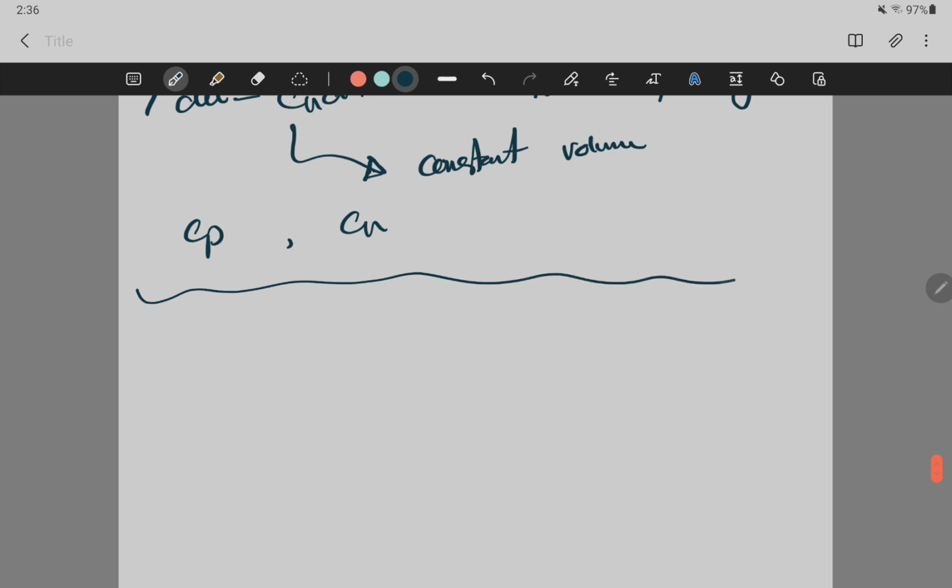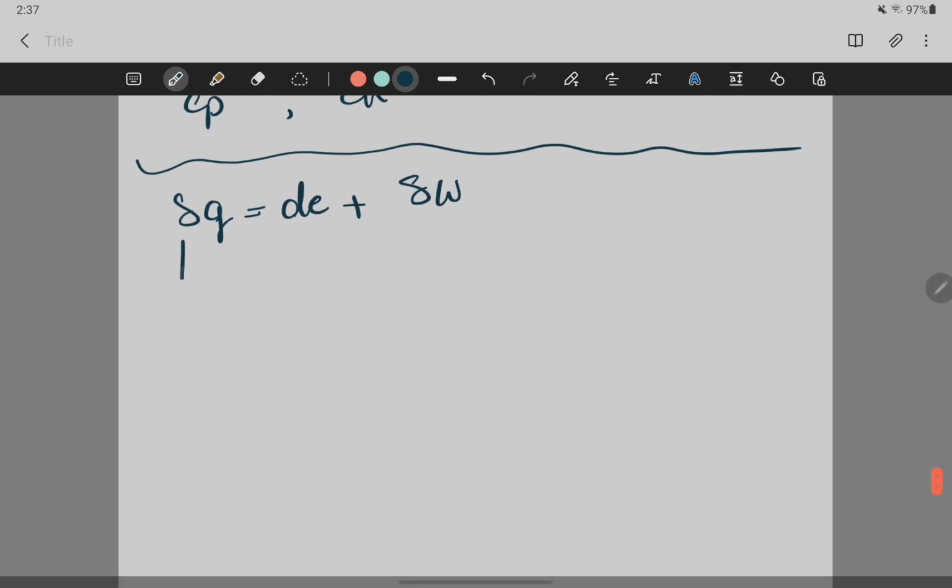Okay. We have the first law of thermodynamics that tells you the changes in heat of the system. Just a rearrangement of the first law is going to be equal to the changes in internal energy plus changes in work. What is the difference between this delta and this d? Both of them are referring to a small change in something. Right?